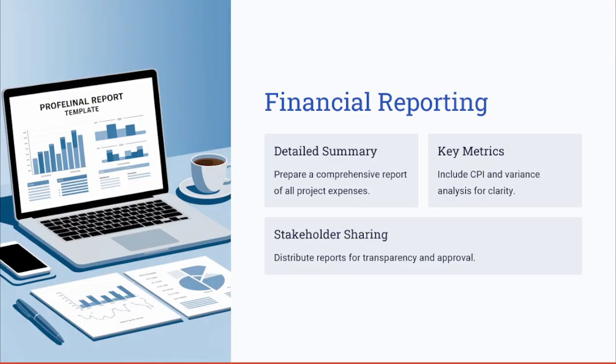Financial reporting here consolidates all of the project financial data into a comprehensive summary. This report should include metrics such as the cost performance index, which I just mentioned, which is the CPI, and the variance analysis, which is the CV, to account for the actual cost compared with the planned one, offering the stakeholders a clear understanding of the project's financial health. Also, it's very important to share these reports with the stakeholders to ensure transparency and obtain timely approvals.